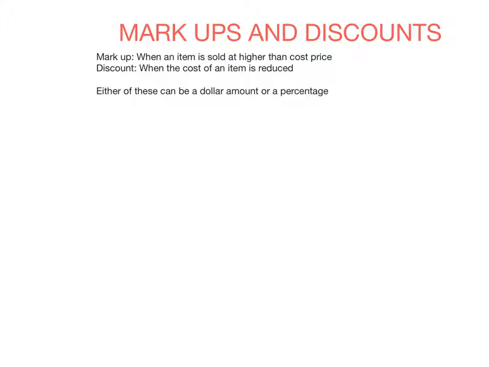Markup is just when, say, a business sells something for more than it costs to make. Of course, they have to do that to survive. And discount, you've probably seen this a million times, is when a company reduces the price of something. Sometimes it'll be given as a dollar amount, sometimes as a percent. So it makes sense to say the item's been marked up by $20. It also makes sense if you say the item's been marked up by 30%.